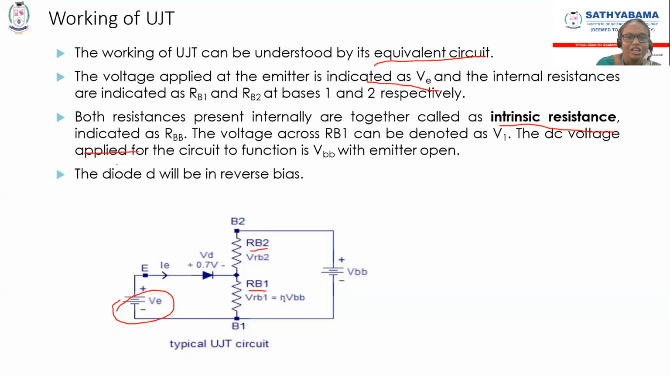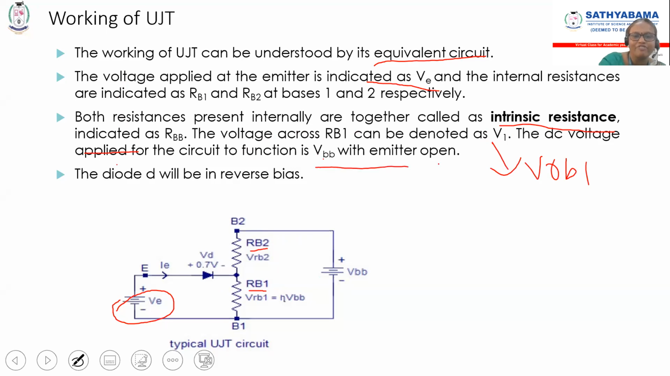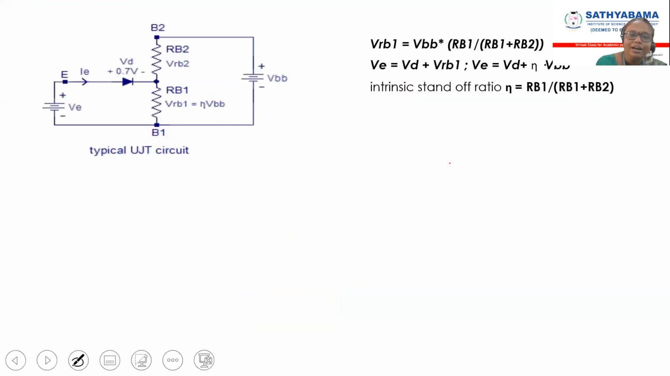Then the voltage across RB1 is V1. With the DC voltage applied, the voltage across RB1 is V1, or in the diagram they have represented it as VRB1. Both are the same. And then we have applied the voltage VBB with emitter open. That means I'm not applying the emitter voltage. Now I will explain. You take this VBB voltage as 10 volt.